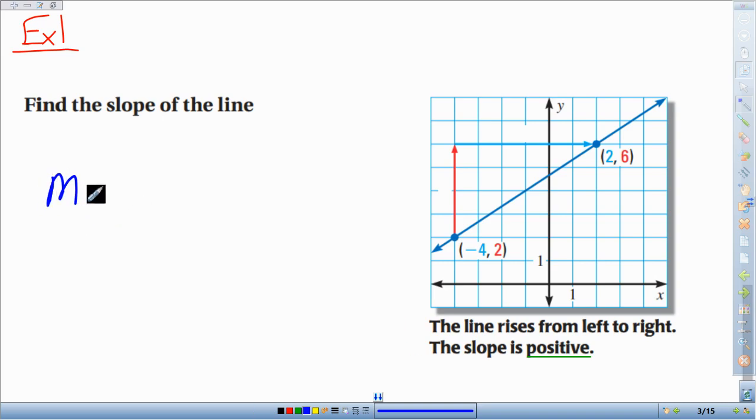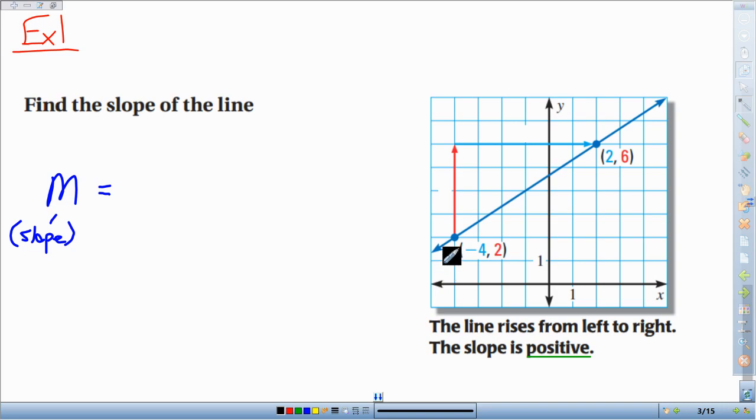So I'm going to say that our slope, and by the way, in your notes, it wouldn't be a bad idea just to remind yourself, m means slope. Okay, so m equals what? It's the rise over run.